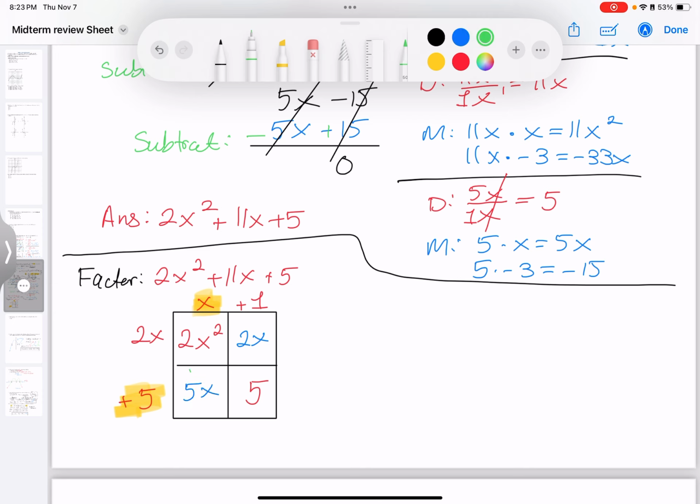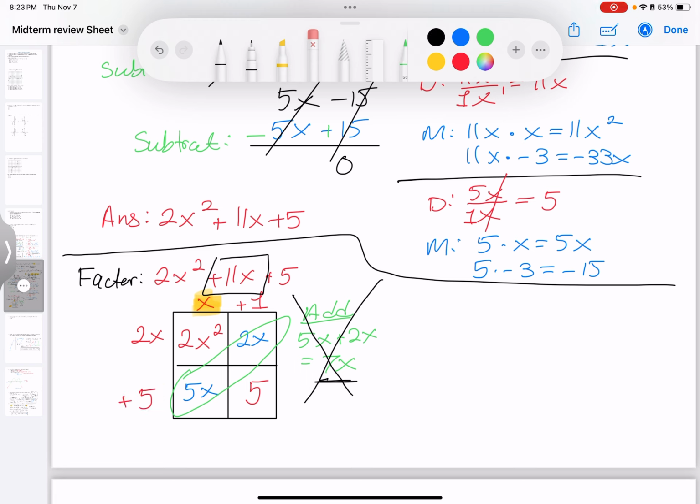After you multiply, you're going to add our diagonals. 5x plus 2x, that equals 7x. But the issue here is our middle term is 11x, which means this does not work. So that means the numbers are in the wrong place.